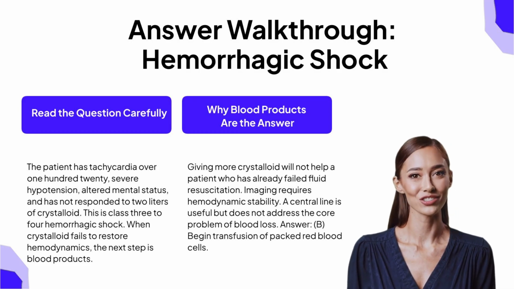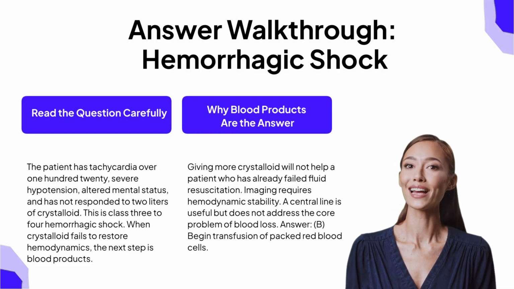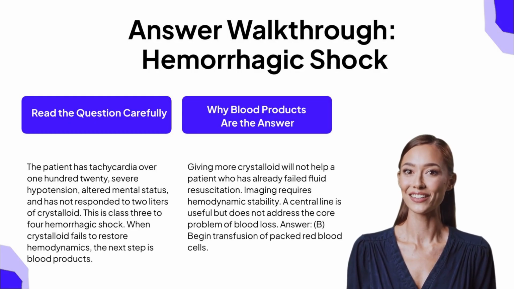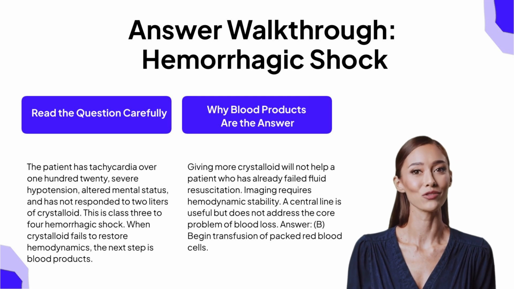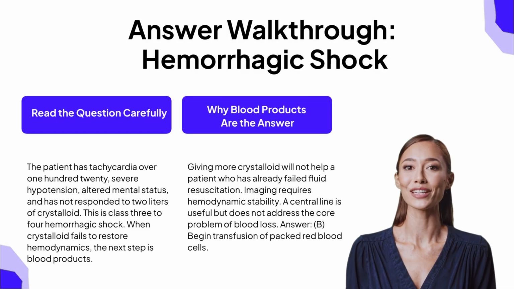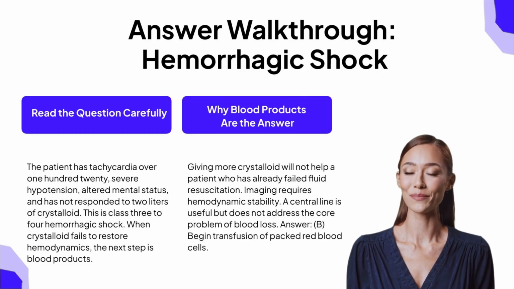Option C, a computed tomography scan, requires hemodynamic stability, and this patient is not stable. Option D, a central line, is a procedure that helps with access and monitoring but does not treat the underlying problem. The answer is B, begin transfusion of packed red blood cells.